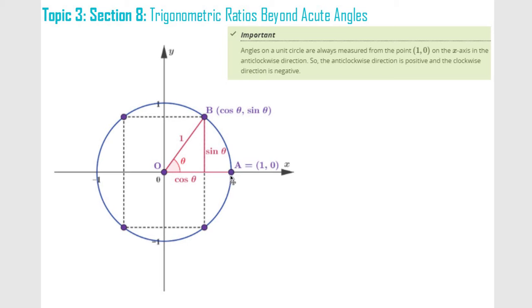When we start with the point (1, 0), if we have a positive angle, we would go in this direction. And if you have a negative angle, you measure from this direction. So we always start off the x-axis, at the point (1, 0).